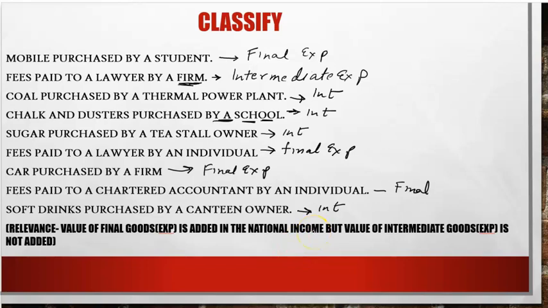इसका relevant, what is the relevance? Value of final goods is added in the national income, but value of intermediate good is not added. I hope you understood the topic.